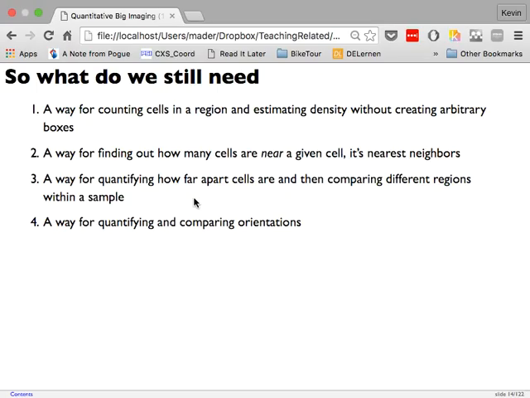Finally, a way of quantifying and comparing orientations. How do we look at thousands of different objects with different orientations and come up with some understanding of whether they are aligned? Which groups of objects are oriented very well together, and which ones are oriented in different directions?